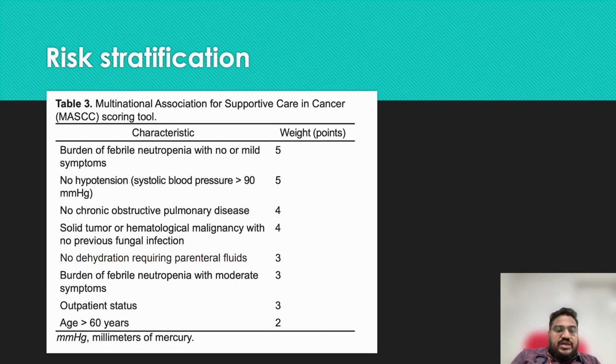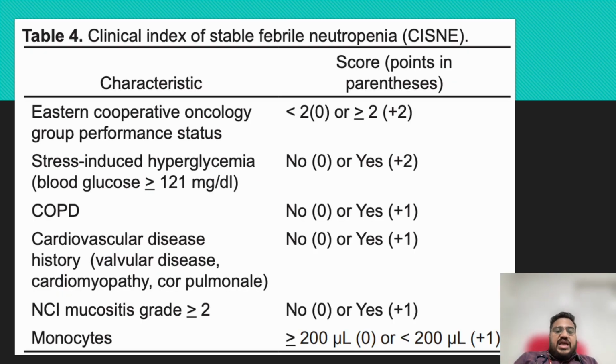There is another criteria that has been developed, but this has to be used in consultation with the oncologist who has been seeing the patient for the last few days. It is called the clinical index of stable febrile neutropenia, and there is evidence that both the MASCC score and the clinical index of stable febrile neutropenia score can be used for patients with neutropenic sepsis.